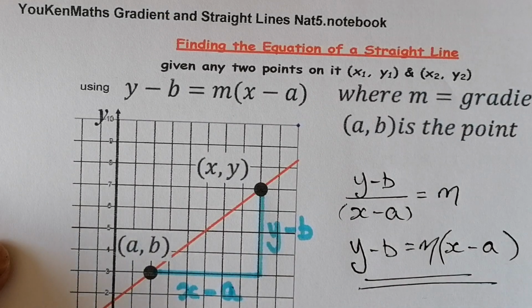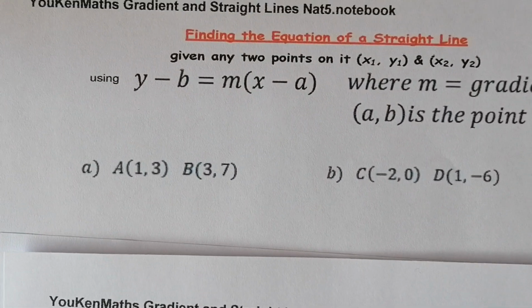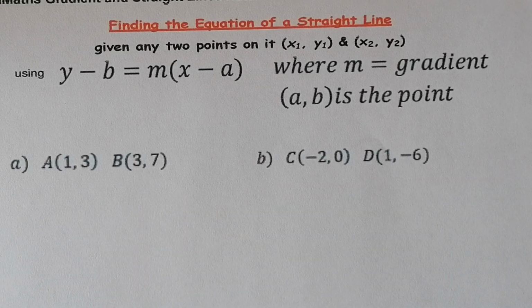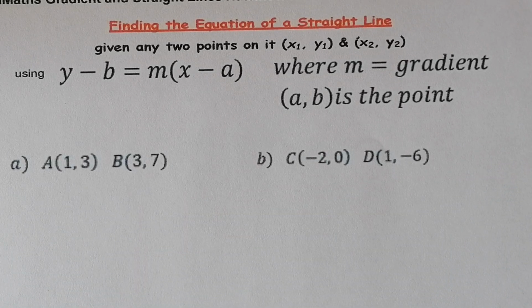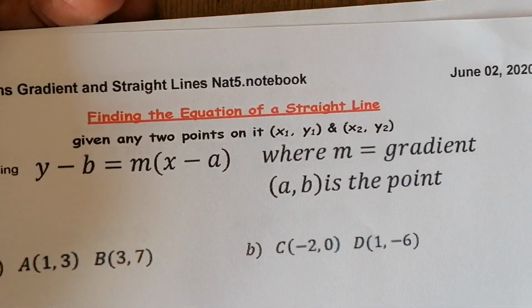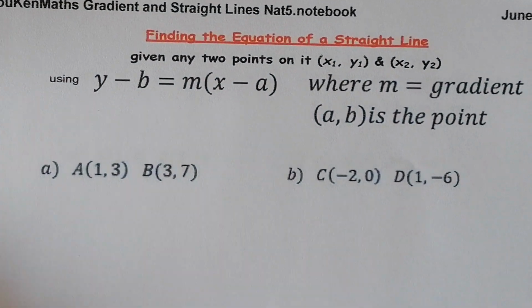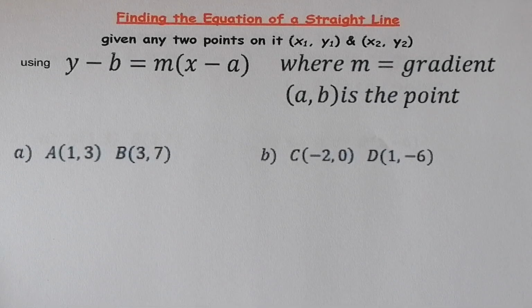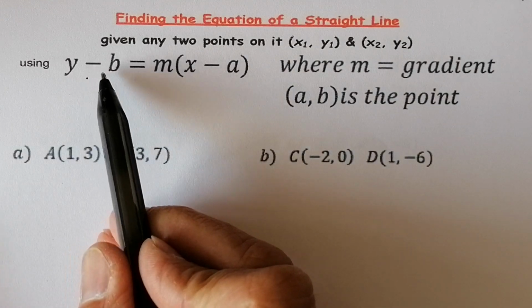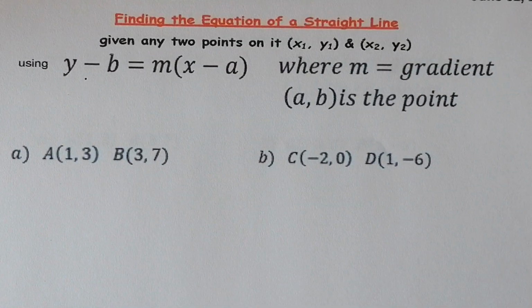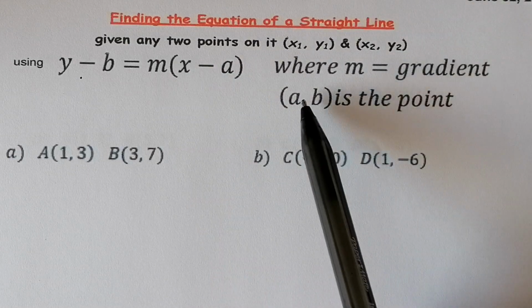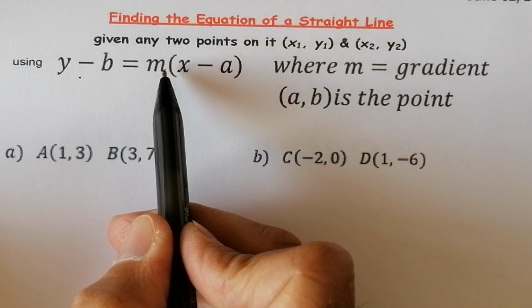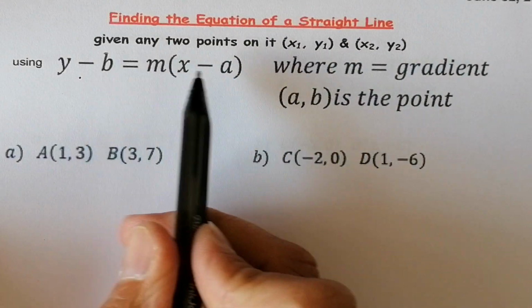Okay, right, so let's go and do some questions based on that new equation. The questions that I'm going to do today are the same questions as we did in the previous video, but I'm just going to use a different formula. Instead of y equals mx plus c, which I thought was quite straightforward, I'm going to use y minus b equals m times x minus a. So remember, m's a gradient, a and b are going to be one of the points that I'm going to use. For this equation, I need to find one point that's on the line.